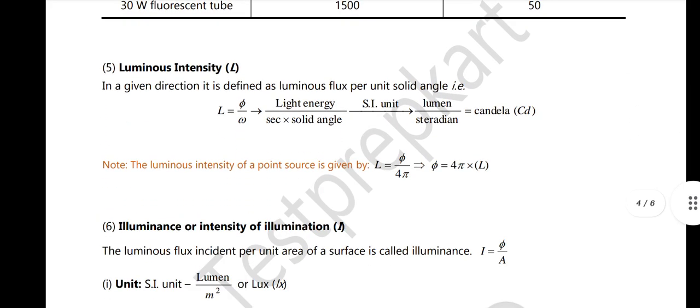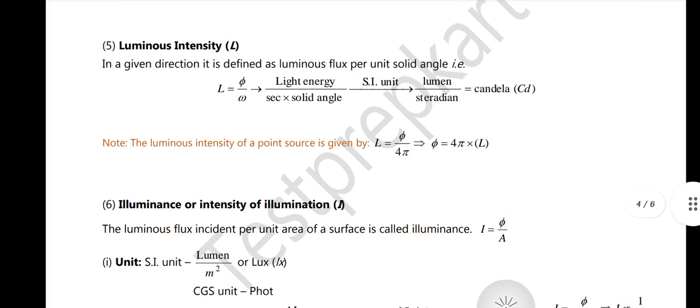Next, luminous intensity in a given direction. It is defined as the luminous flux per unit solid angle. That is, I is equal to the luminous flux divided by the solid angle, which is lumen per steradian. That is equal to candela.